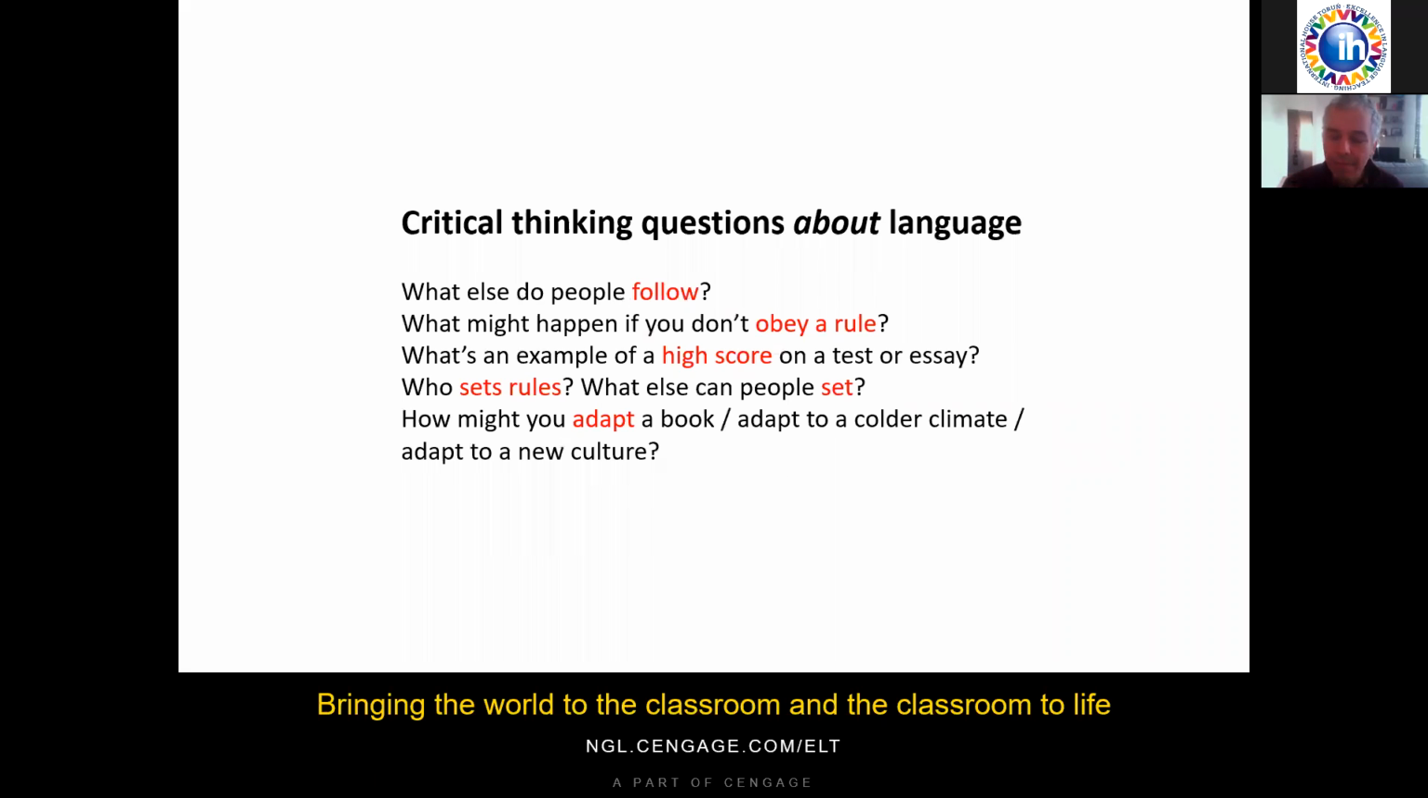What I would then follow up with, and this is where the teacher's adding value, is being critical, thinking of questions about the language which will generate other language. So what else do people follow? What might happen if you don't obey a rule? What's an example of a high score on a test? Who sets the rules? What else can people set? These are, in a sense, concept checking questions, but what I would call divergent concept questions. So actually exploring how these words are used in real life.